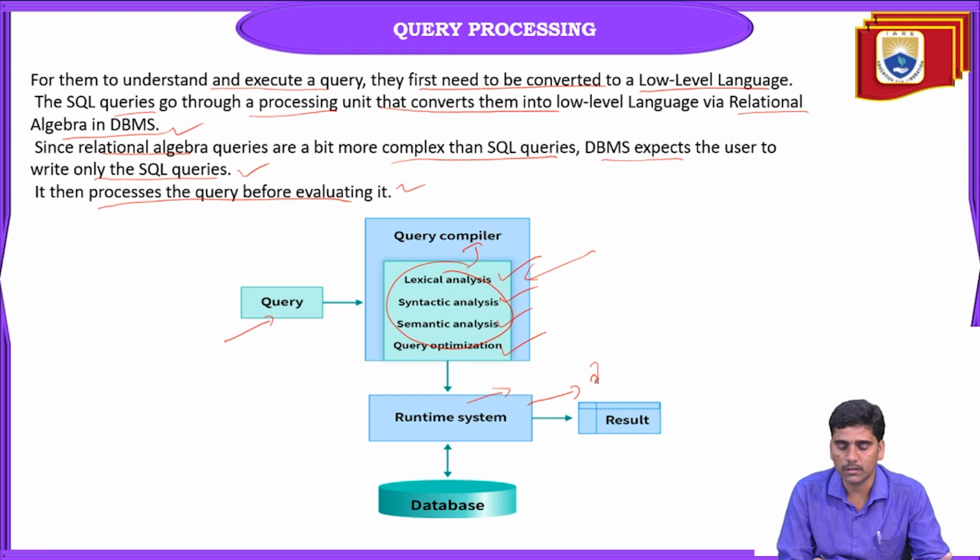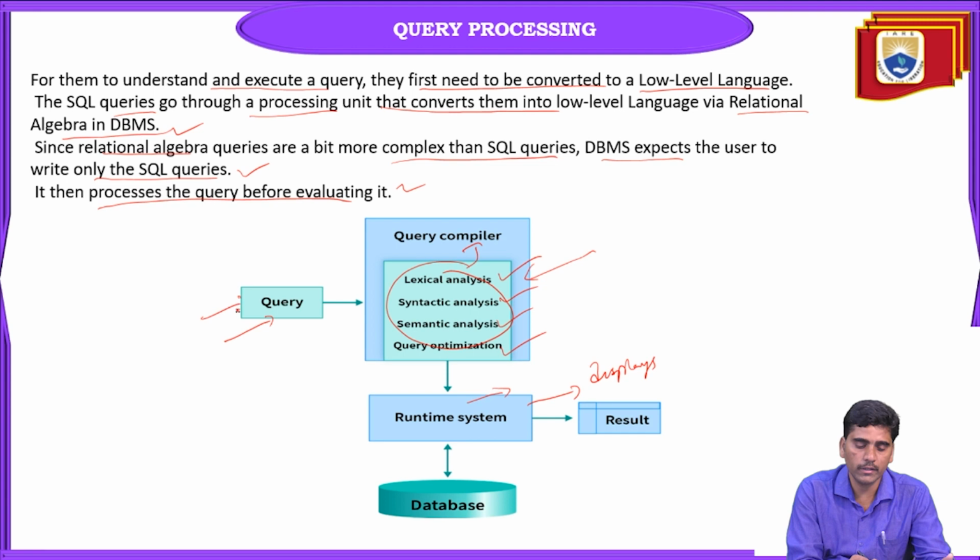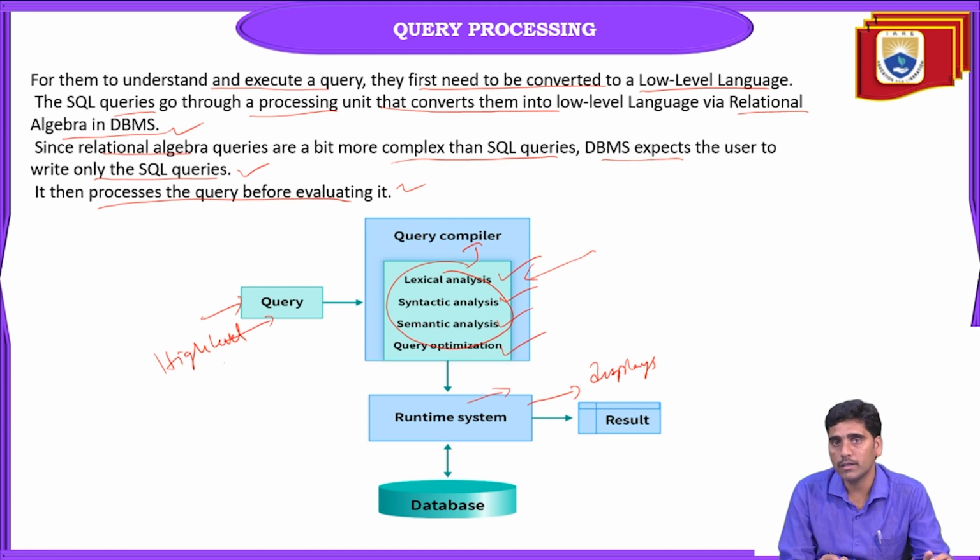And it displays the result. So the query applied here is a high level query, the query written by the user, and that high level query is not understood by the DBMS compiler. So what does the DBMS query compiler do? The query compiler converts that high level language into low level language. It converts it by doing what?